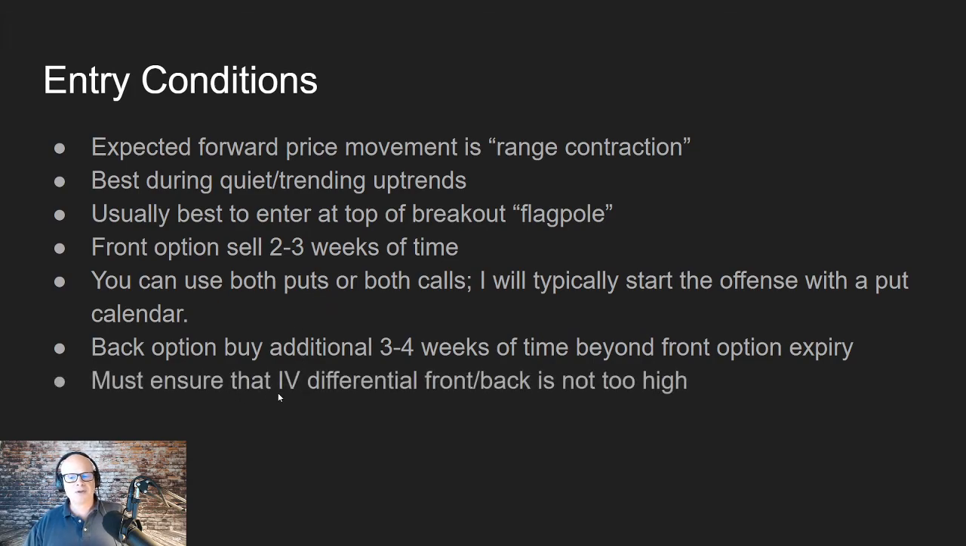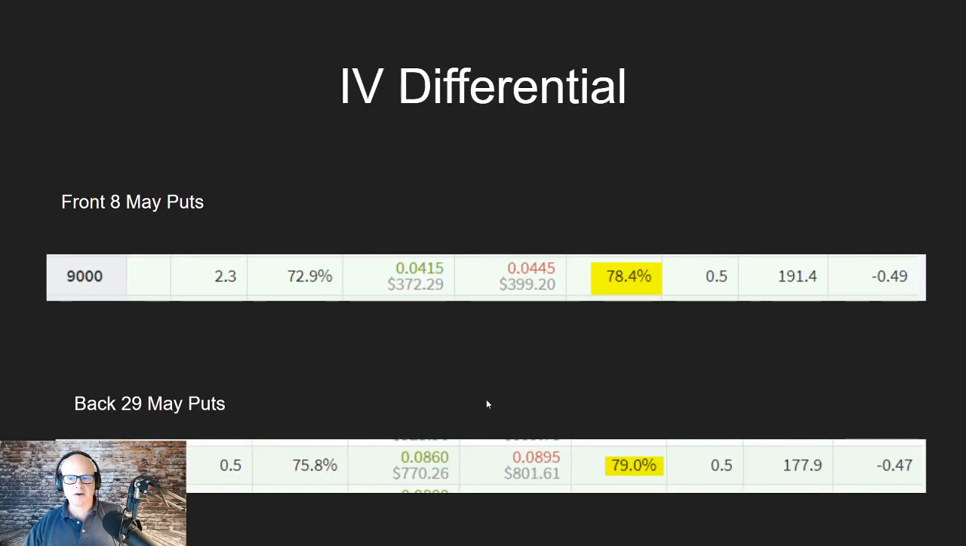Now you must ensure that the IV differential from front to back is not too high. What on earth are you talking about, Doc? All right, let's get into that. If you go to the option chain, you'll see a couple of different volatility figures. I'm just going to pick on one here. If I look at the front May puts, and this was this morning for 9,000 because the price was around 9,000, we were looking at the implied volatility of the offer side being about 78.4%.